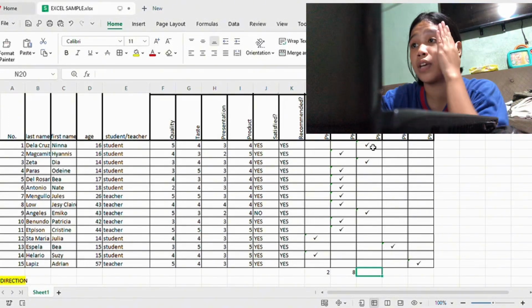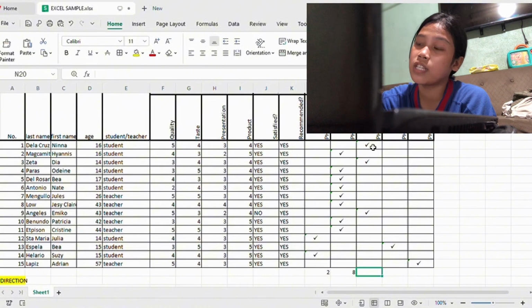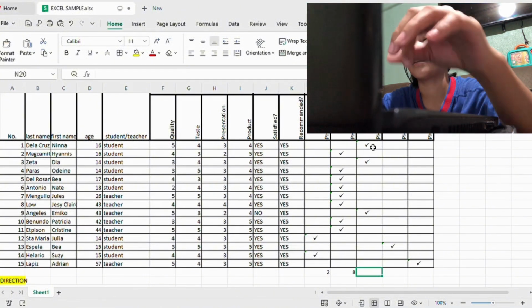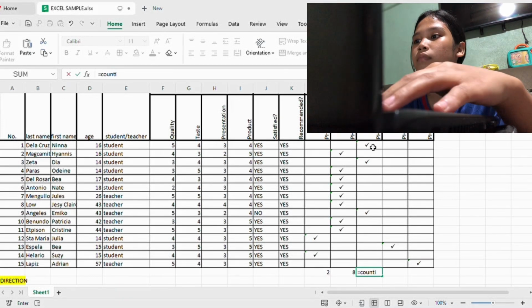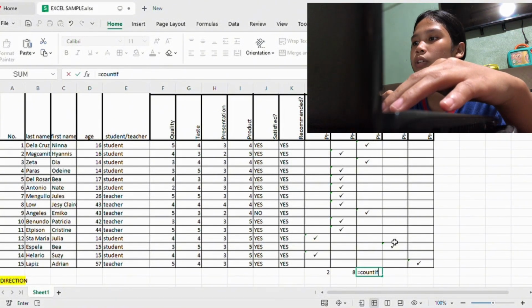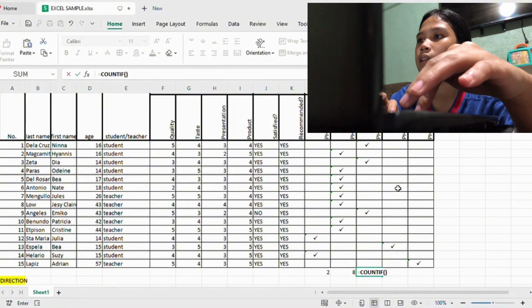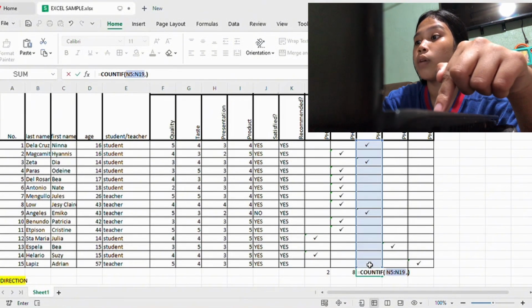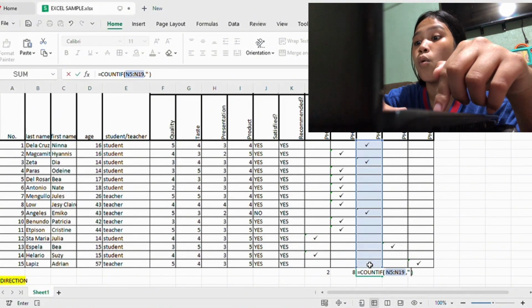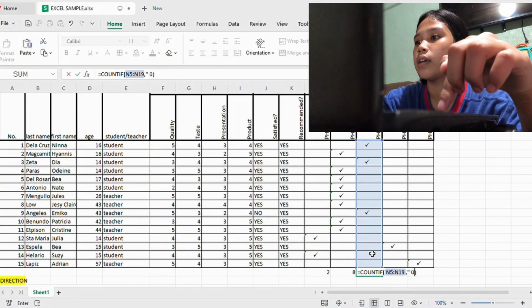Next one is to get the number of people who are willing to pay 26 to 35 pesos. Equal, and then countif. Click this countif and then highlight this from top to bottom, and then comma, then quotation mark, space, and then paste, then quotation mark again, enter.